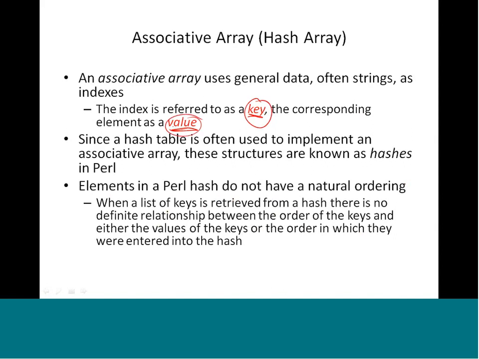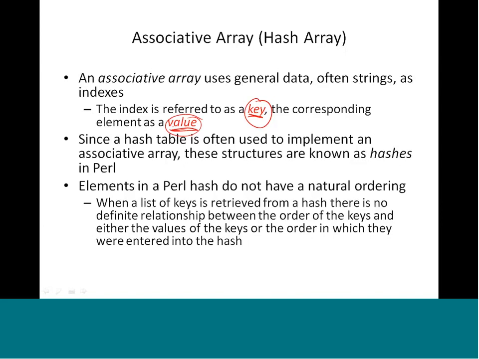A hash array or an associative array is always referred to: the indexes are referred to as key, and the corresponding element in the array is referred to as value. So the hash table basically, we use the hash table to implement an associative array. So hence these structures are known as hashes in Perl.